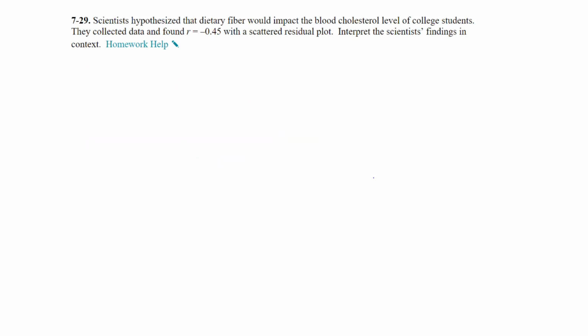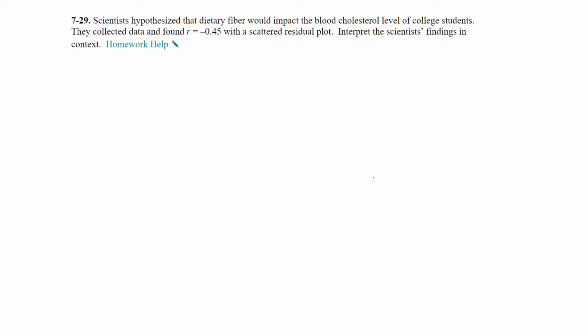And question 29. Scientists hypothesized that dietary fiber would impact the blood cholesterol level of college students. They collected data and found R equals negative 0.45 with a scattered residual plot. Interpret the scientists' findings in context.